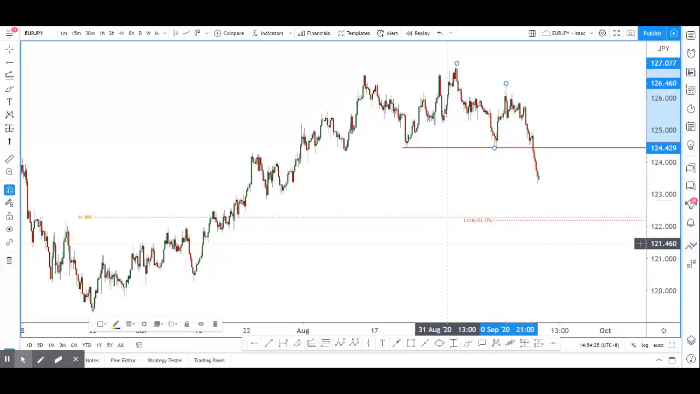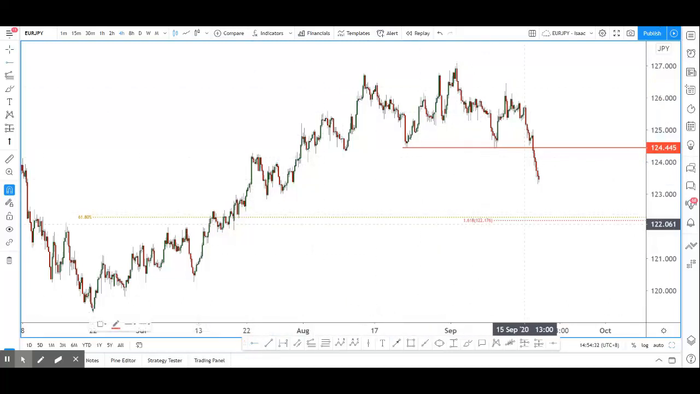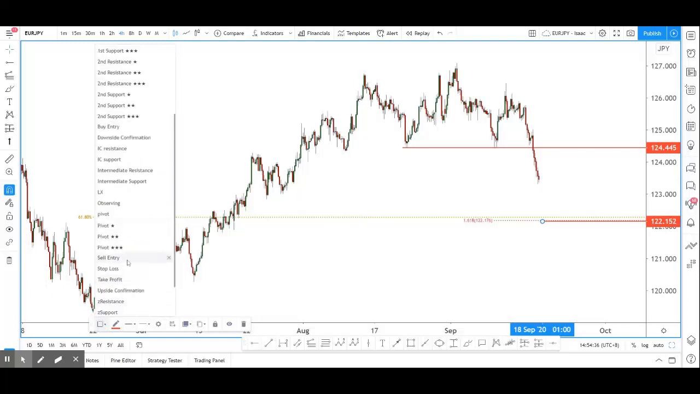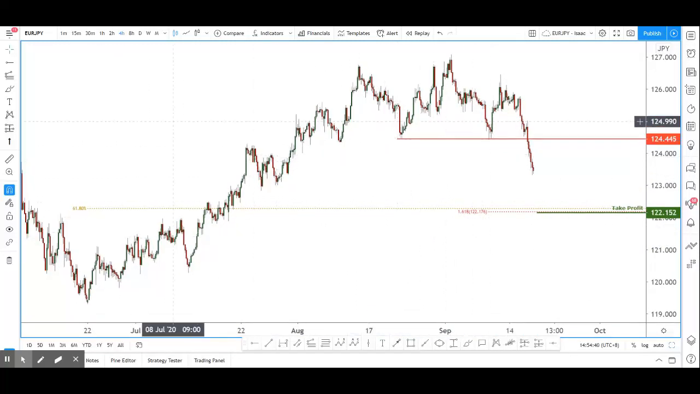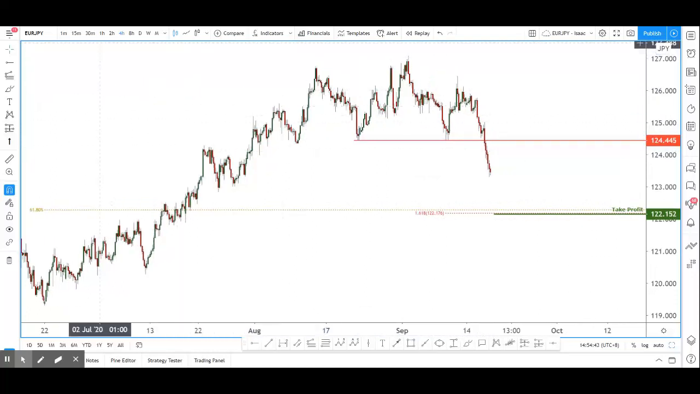Okay, so I just want to take these 2 points, and I'm going to put a support level over here because that's going to be where our target is. Alright, so very quickly let's go down to the 1 hour, to look for a nice entry.